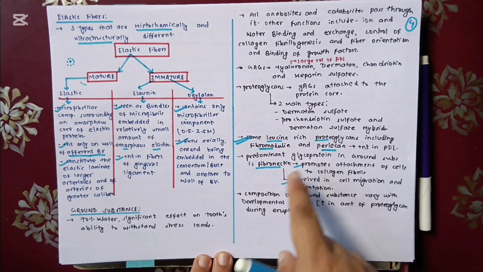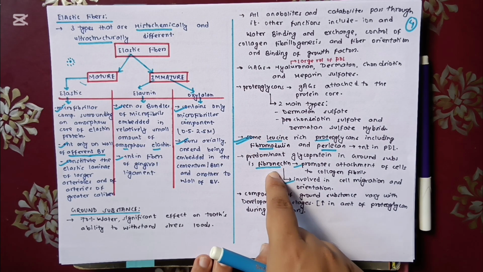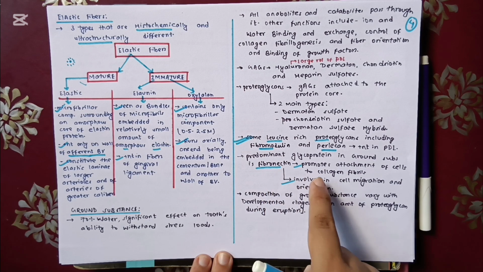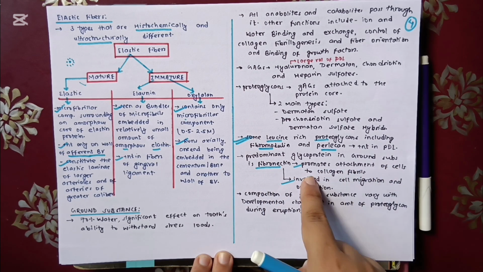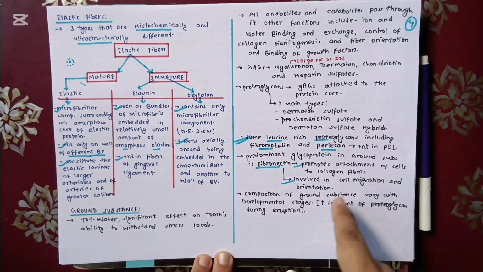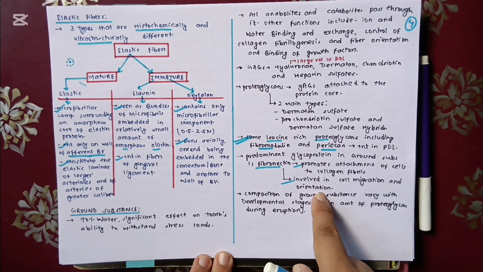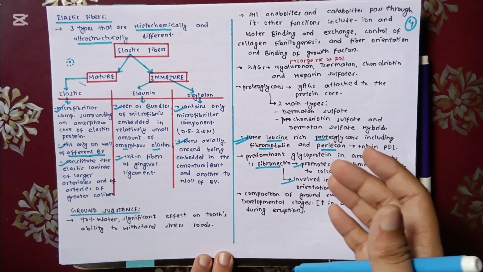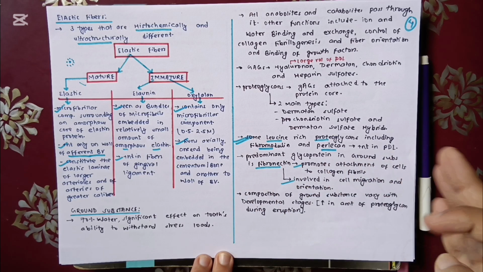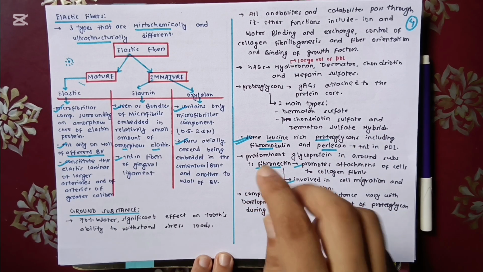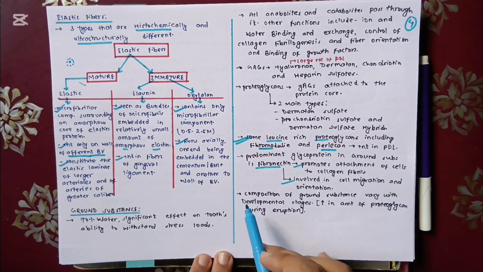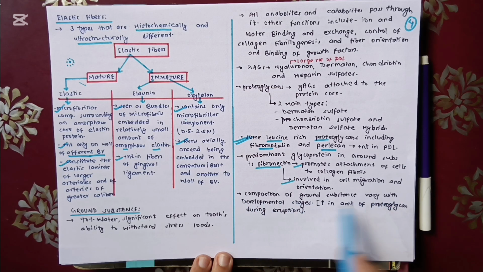So in the glycoproteins we have fibronectin, which is predominant. Okay, and this fibronectin promotes the attachment of the cells to the collagen fibrils, and is also involved in cell migration and orientation. Okay, so they attach the cell to the collagen fibrils, and they are involved in cell migration and orientation.